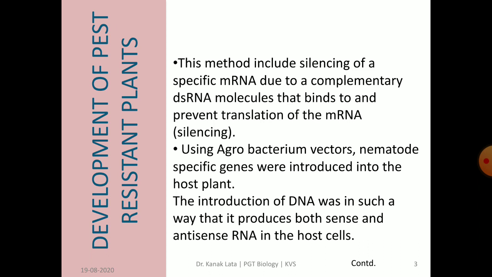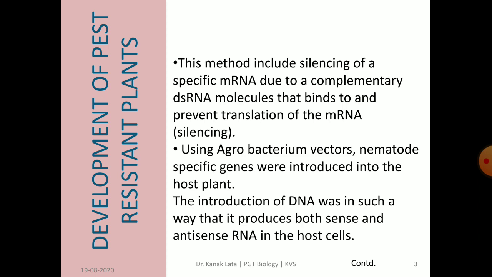Upon introduction, double-stranded RNA enters a cellular pathway. As a result of this, the parasite cannot live in the transgenic host and hence transgenic plants are protected from the pest. The entire process causes silencing of mRNA, that is, prevents translation of mRNA. This is done by using agrobacterium vectors. The nematode specific genes were introduced into the host plant.